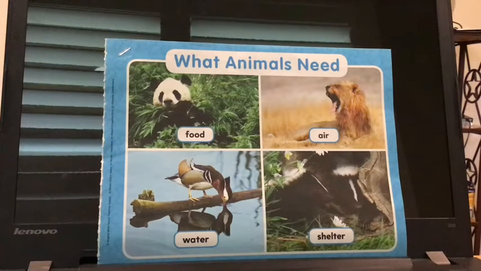Look at the picture of the bird. What is the bird doing? It is drinking water. All animals need water to live. If an animal did not have water, it would move to find water.